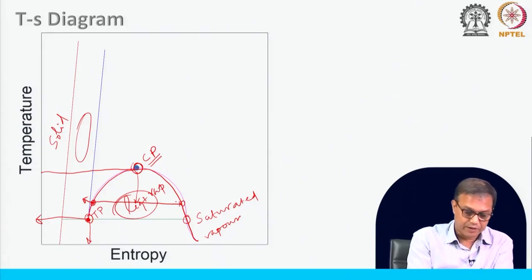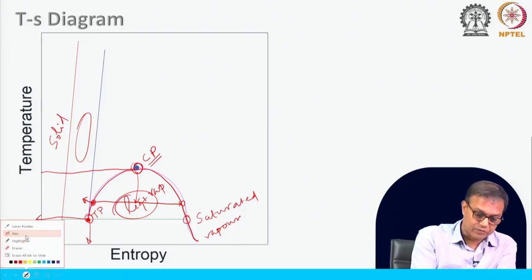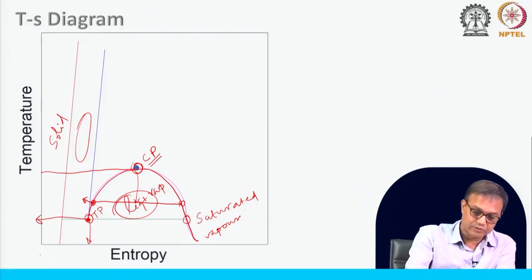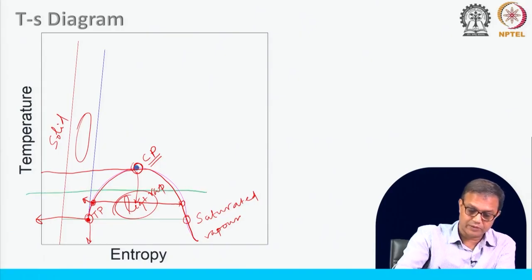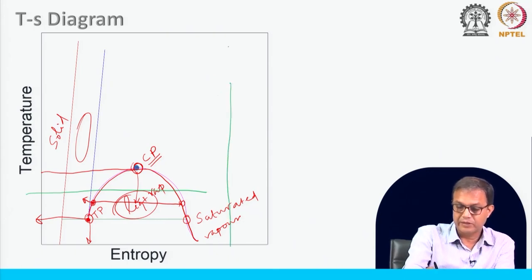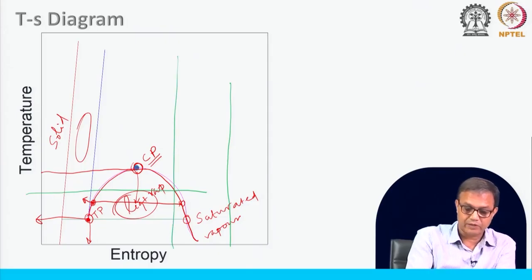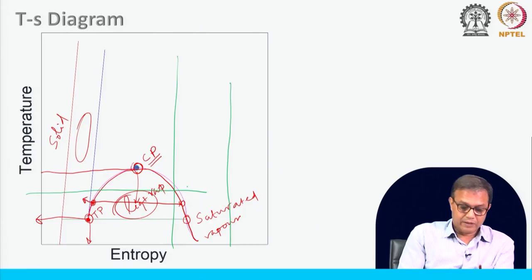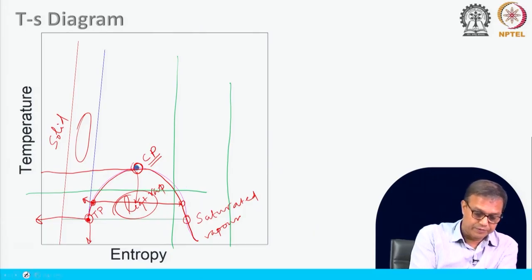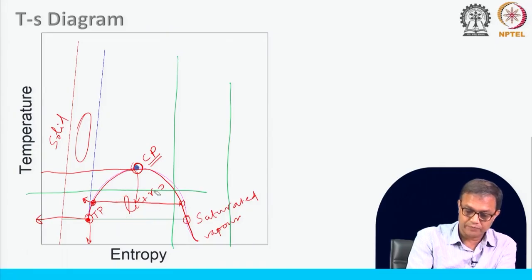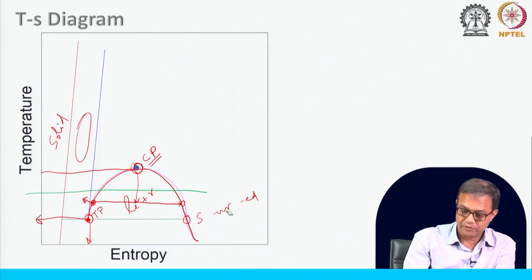So, there are what are called isothermal lines. These straight lines are the isothermal lines. Then isentropic lines are on this side, and these vertical lines are the isenthalpic lines. So, these are the isenthalpic lines, these are the isotherms, and we have other lines which have not been shown here. So, let us first remove it.